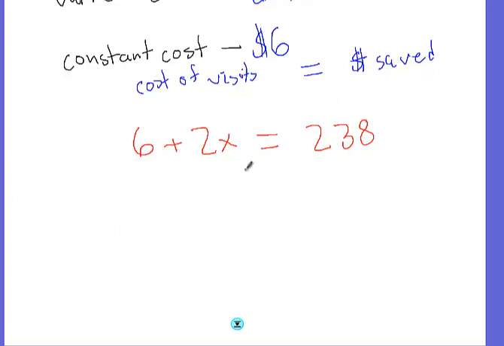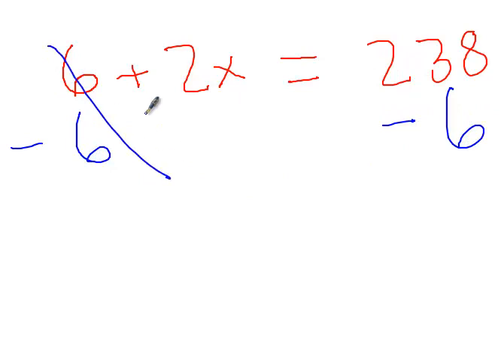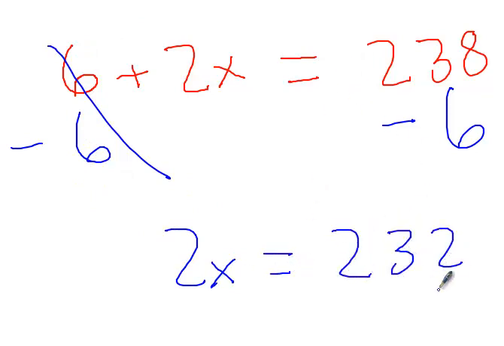Now, if I gave you this equation, it'd be easy to solve because the first step is simplify. We can't simplify on the left, can't simplify on the right. Now we just want to get that 2x term by itself by using our inverses. So 6 minus 6 is 0. We're left with the 2x on the left side. 238 minus 6 is 232.